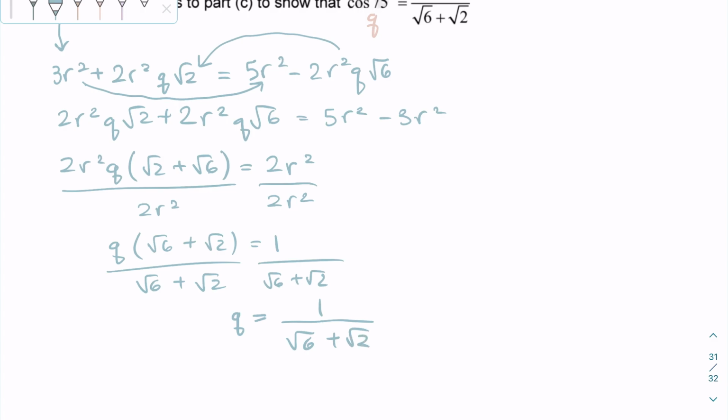In the end, we get that q is 1 over square root of 6 plus square root of 2. And we can just substitute cosine 75 degrees for q, and we have the answer.